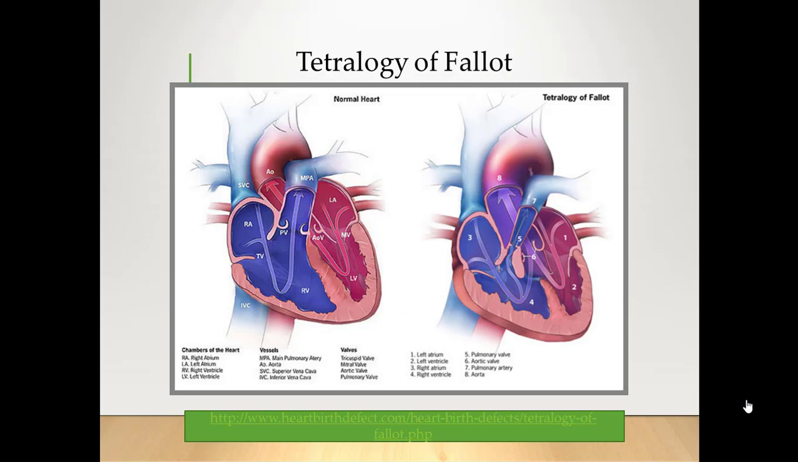So these kids actually have what's called TET spells. When they're feeding, crying, or even agitated, you're going to see their lips, their nails, and their skin all become very cyanotic because this is a rapid drop in their oxygen levels. If they're crying, they're not breathing in like they normally would to get oxygen, so it's not oxygenating even half as much as it normally would.